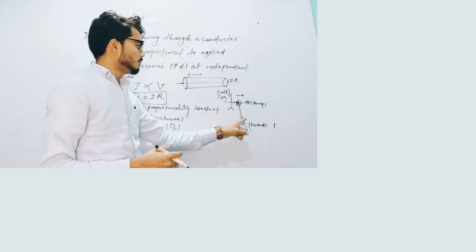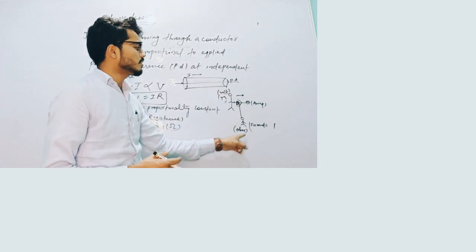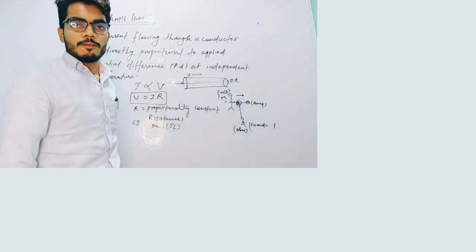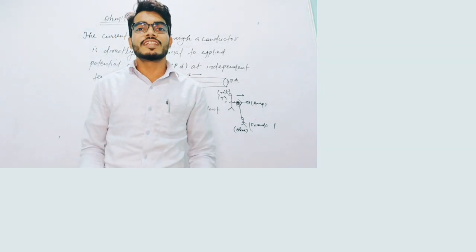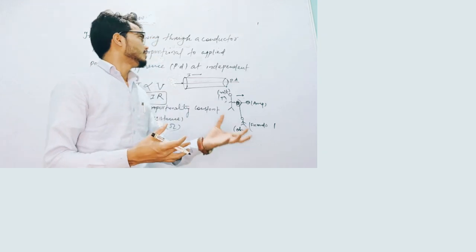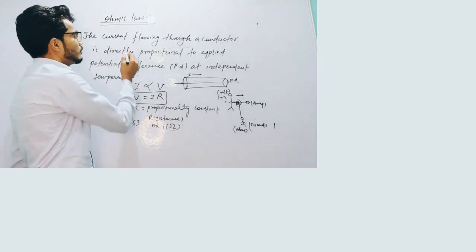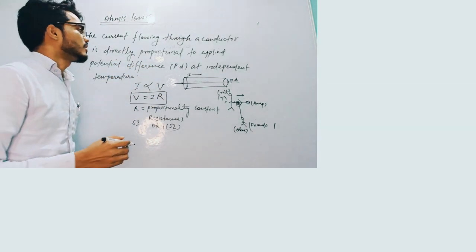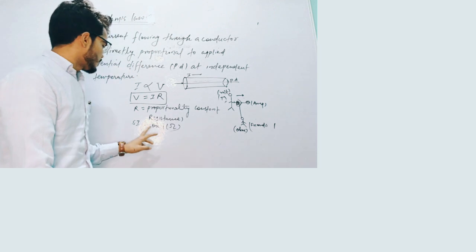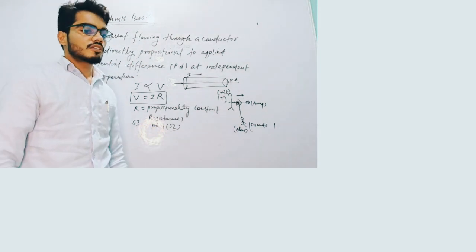So these three, volt, ampere and ohm, are the basic principle of Ohm's law. We can use it practically and try to apply this law. The current flowing through a conductor is directly proportional to the applied potential difference at constant temperature. You will never forget it. The SI unit of resistance is ohm, which works as a restriction.